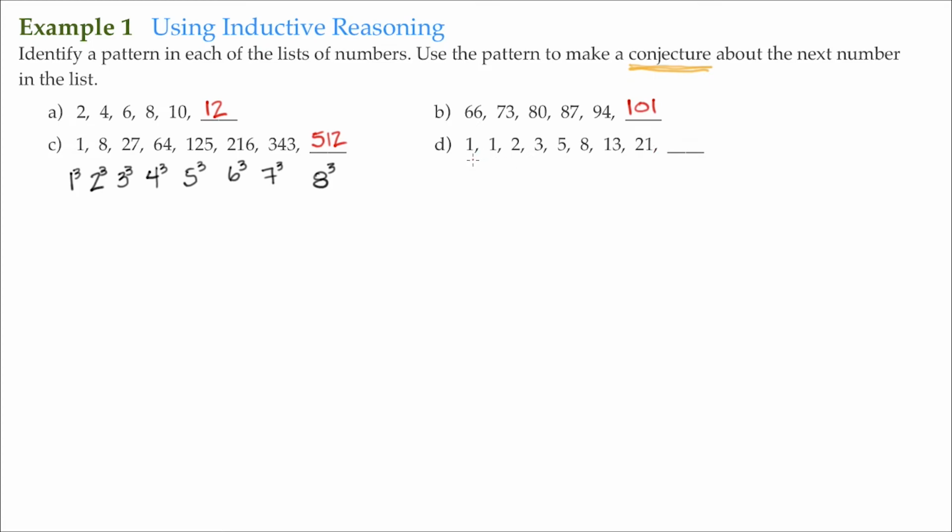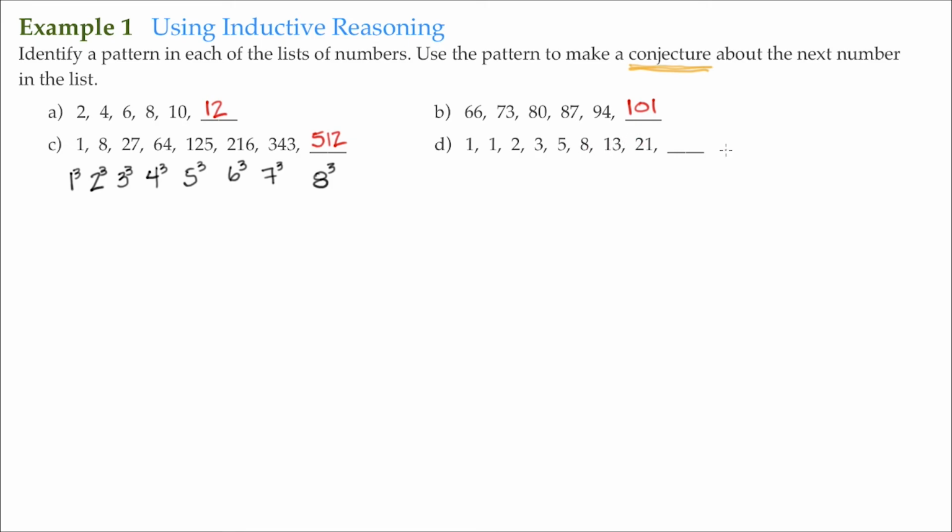For D, we have 1, 1, 2, 3, 5, 8, 13, 21. So obviously the numbers are getting larger as we go on. And with a close look at some of these, we can see that 1 plus 1 will give us 2. 1 plus 2 will give us 3. 2 plus 3 will give us 5. 3 and 5 will give us 8. 5 and 8, 13. 8 and 13 will give us 21.